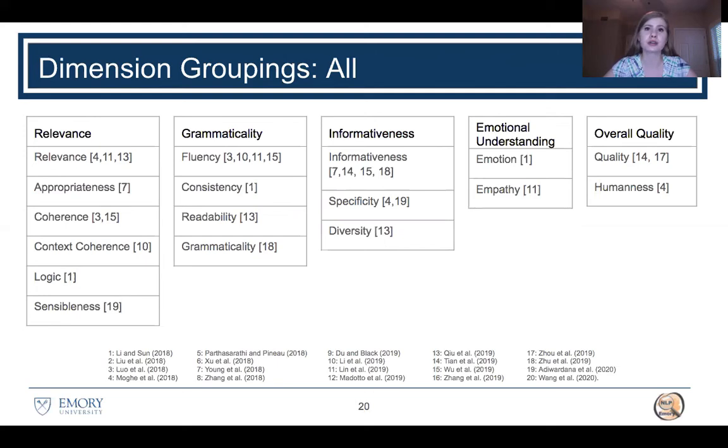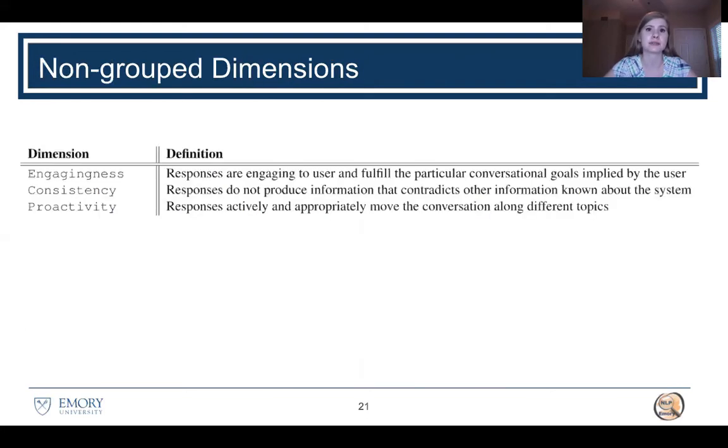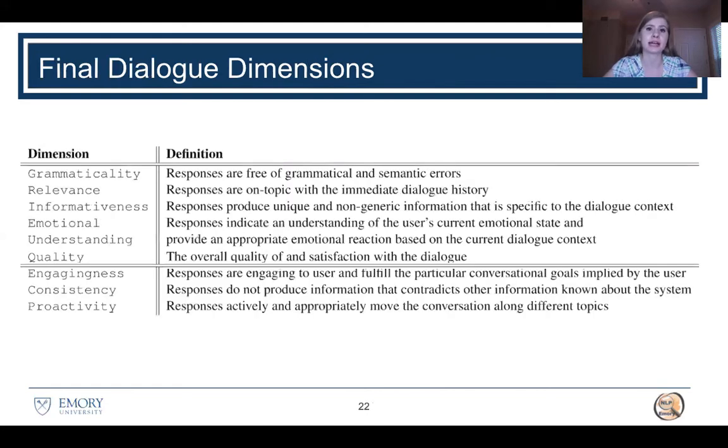However, we also saw that there were 4 dialogue dimensions that did not share any definition overlap with any other dimensions from the papers. One of these unique dialogue dimensions was actually very approach specific, so we discarded it for the purposes of this work. But the remaining 3 unique dialogue dimensions were engagingness, consistency, and proactivity. So based on our analysis, we ended up with 8 dialogue dimensions that can reasonably be applied to any dialogue system regardless of approach type.